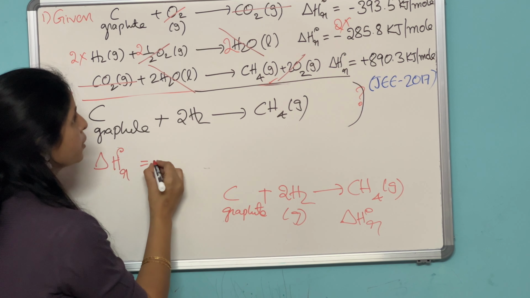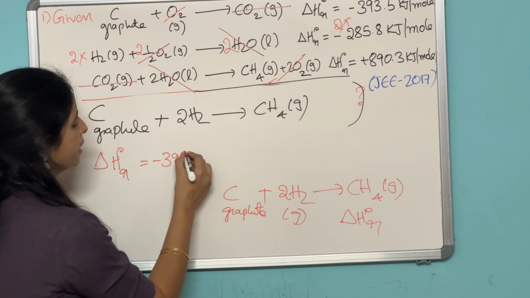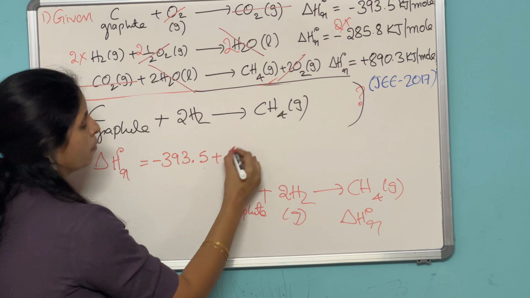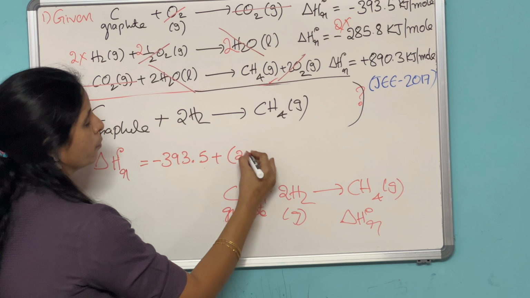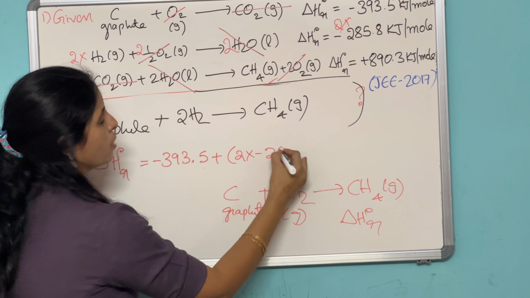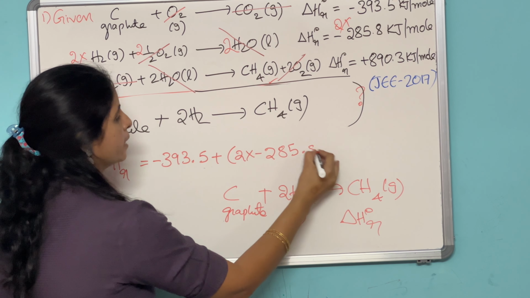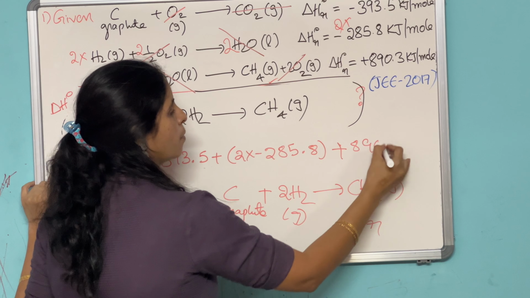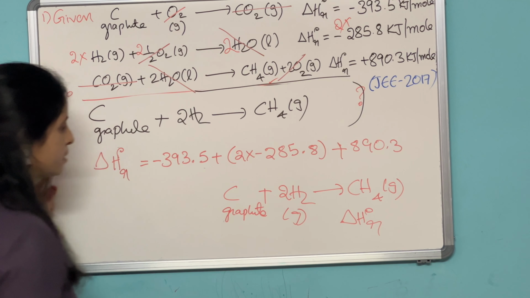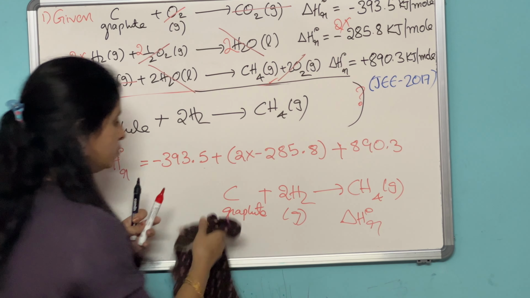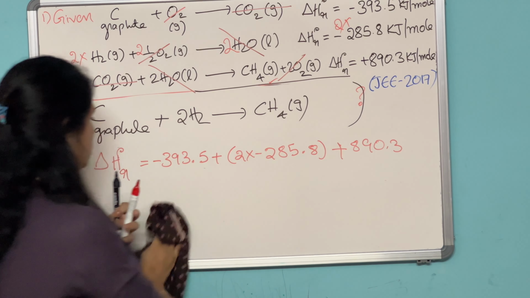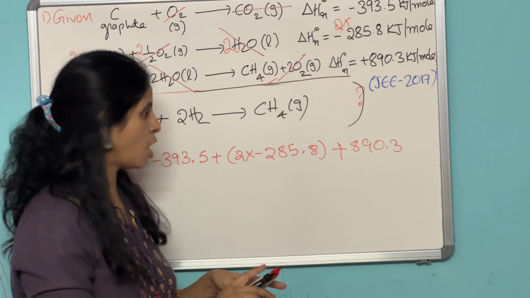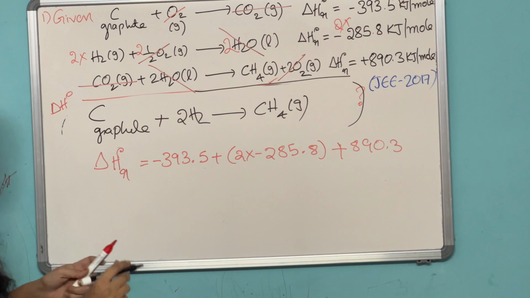Here, delta H naught R is equal to minus 393.5 plus 2 into minus 285.8 plus 890.3 kilojoules. Okay. Solve this question. So I forgot to give the options, no? I'll write the options here.